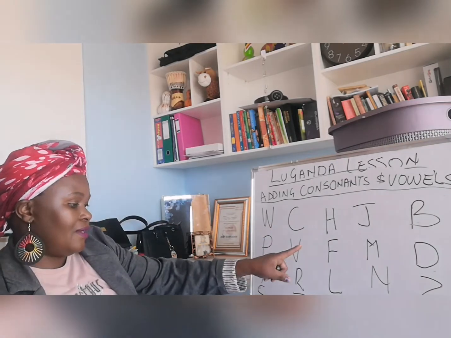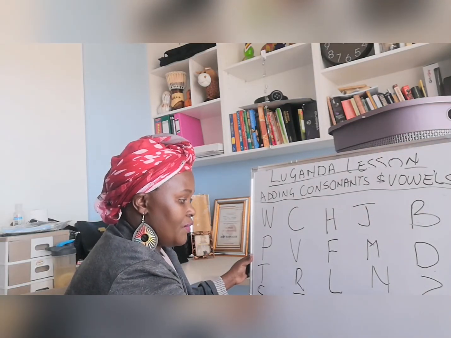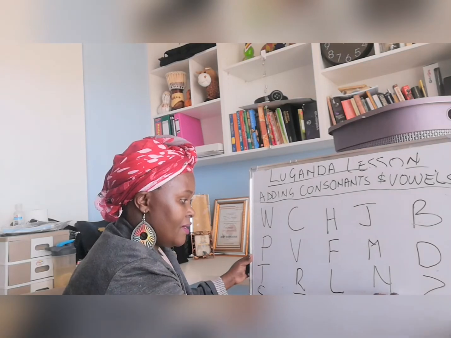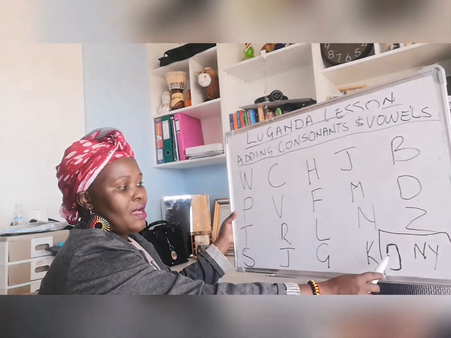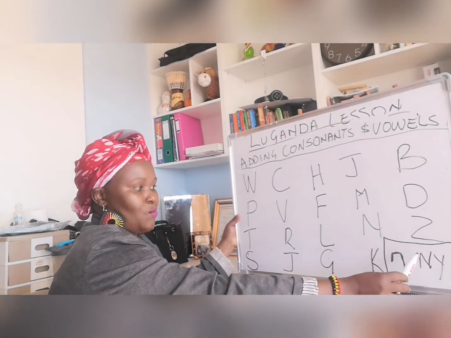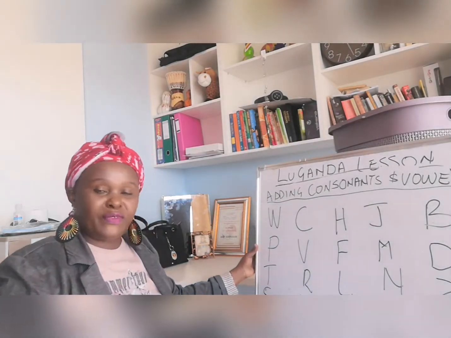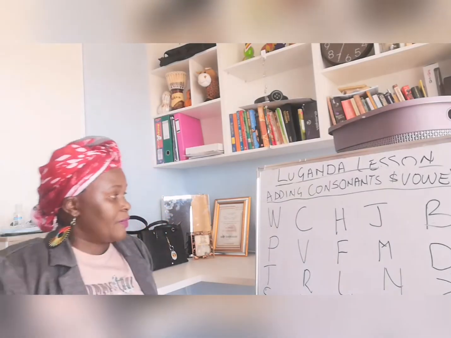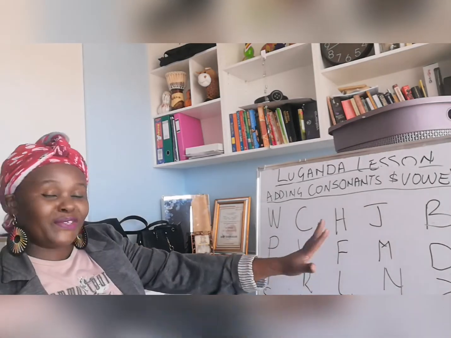I missed the nga. I want to put it here, nya and nga. These are the 2 letters which we don't have in the English alphabet. Nga and nya, those are 2 letters. Nya is 1 letter and nga is 1 letter. We don't have them in the English alphabet, but we have them in Luganda. These are the Luganda alphabet.